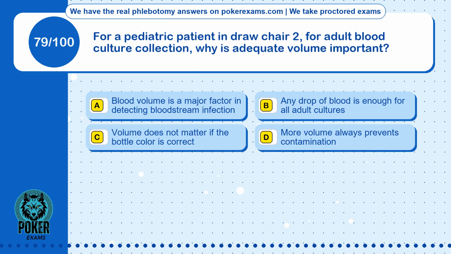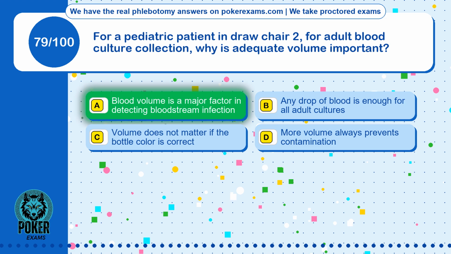Question 79. For a pediatric patient in draw chair 2, for adult blood culture collection, why is adequate volume important? Option A. Blood volume is a major factor in detecting bloodstream infection. Option B. Any drop of blood is enough for all adult cultures. Option C. Volume does not matter if the bottle color is correct. Option D. More volume always prevents contamination.